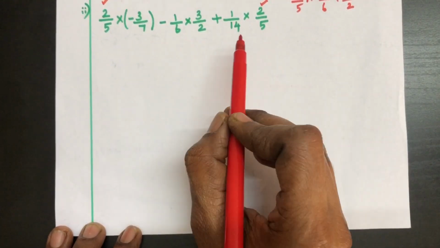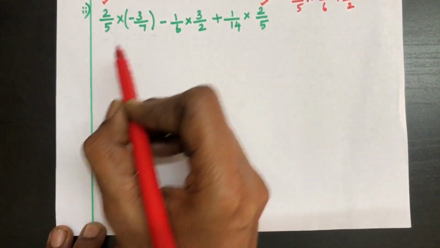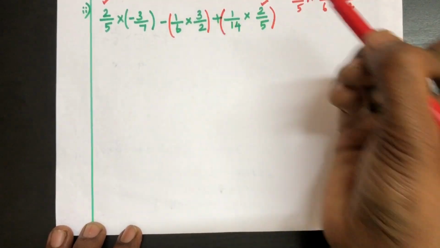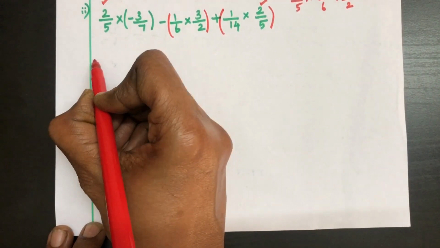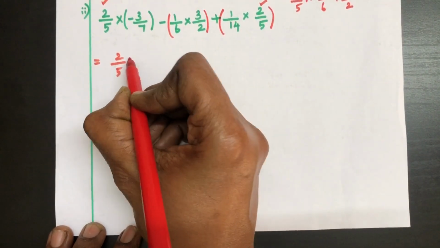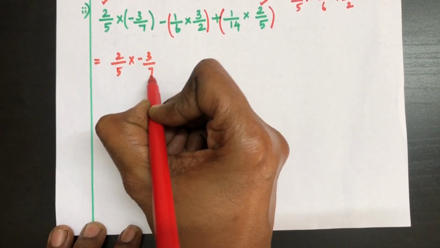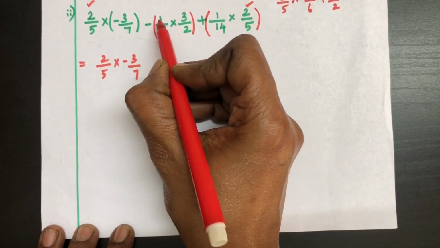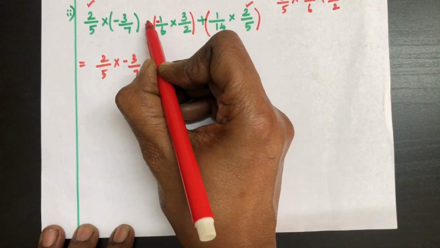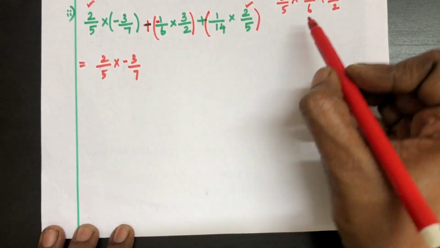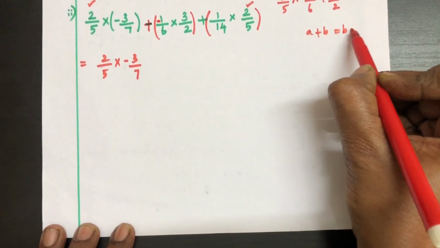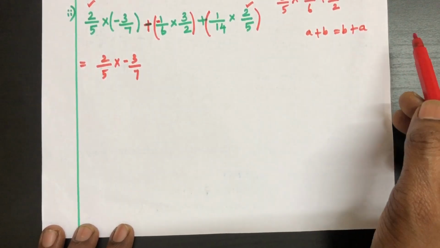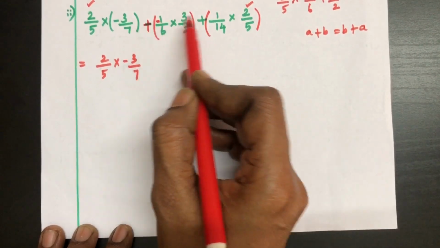So for that, what we are going to do? First, we are going to use brackets like this, which is equal to 2 by 5 into minus 3 by 7. Before swapping, keep it in mind, take this negative symbol inside, negative 1 by 6. So make this as positive. Then only a plus b is equal to b plus a. Commutative property of addition will work out, because a minus b is not equal to b minus a. So that just change the symbol.